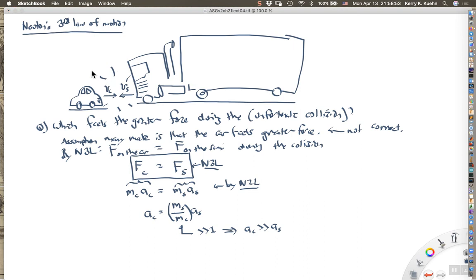So there you have it. There's a short introduction to an application of Newton's third law. Let's do one other application of Newton's third law before we end. Okay, so let's think about a collision of two objects. This is going to be relevant when we do our next lab experiment.